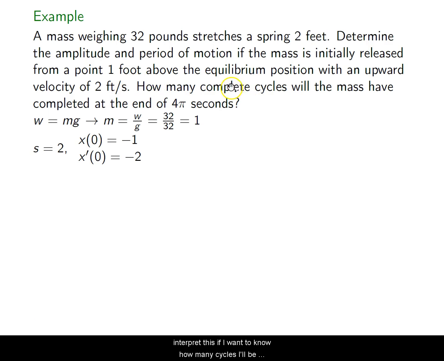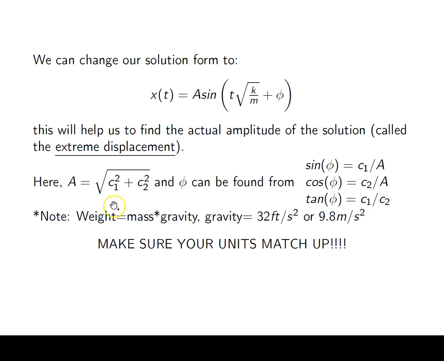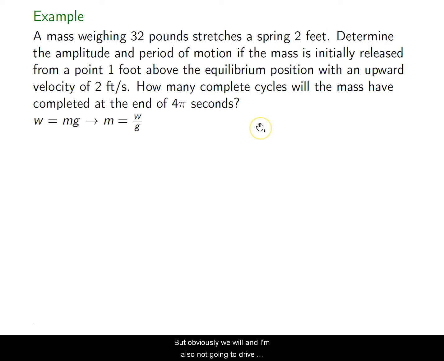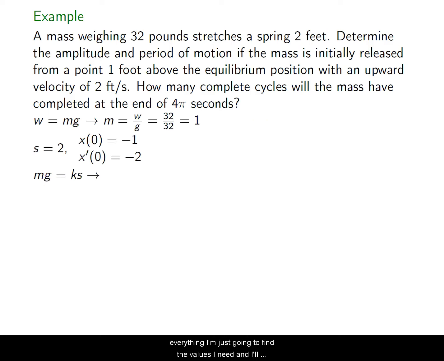If I want to know how many cycles will be completed after 4 pi, I need to find the period first before I can do that. And in order to find the period, I need to find my equations of motion, or I can just find that square root k over m. That square root k over m is really what I need. So I don't have to go through everything, but obviously we will. I'm also not going to derive everything. I'm just going to find the values I need, and I'll go straight into my solution equation.